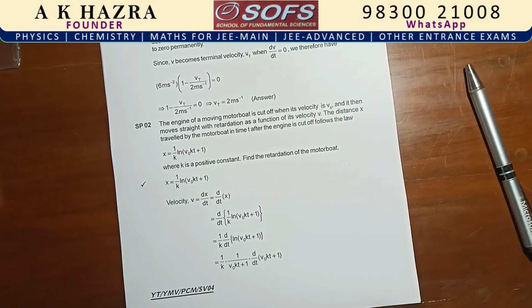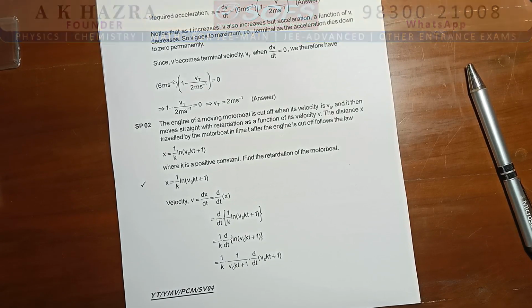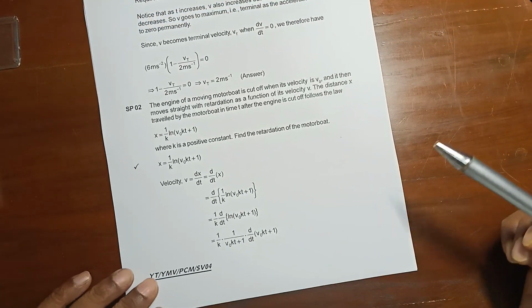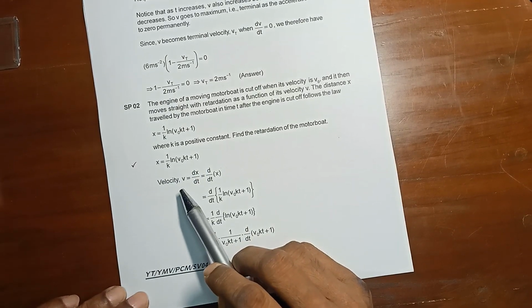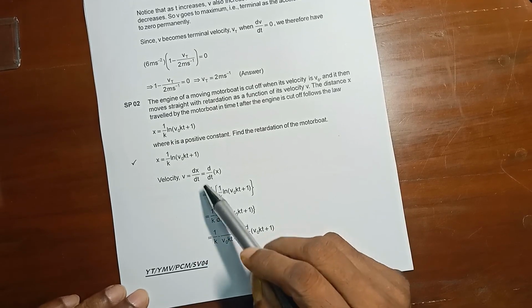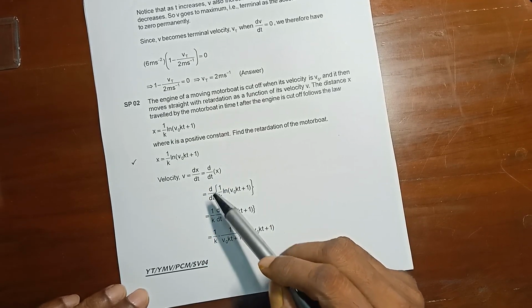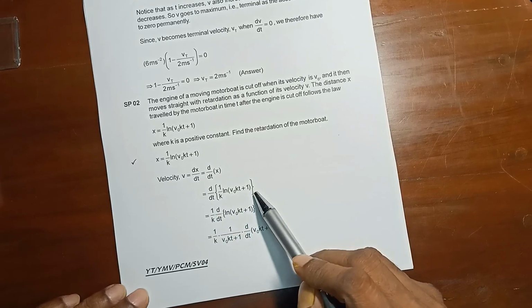But you see retardation cannot be obtained directly. First we will find acceleration. Clearly for retarding motion, acceleration becomes negative. So let us first find acceleration. x is given. So first we'll find velocity. Velocity is equal to dx/dt. So d/dt of x, set the value of x.